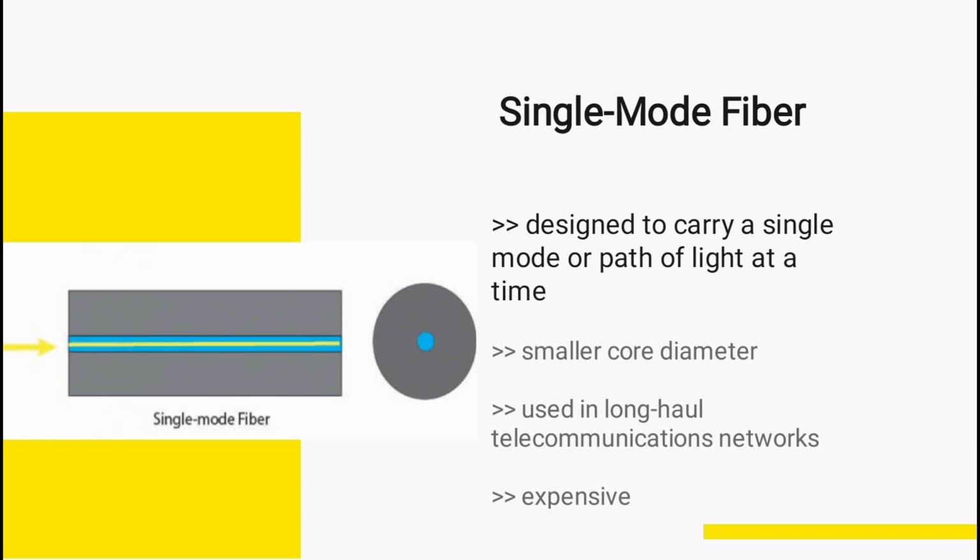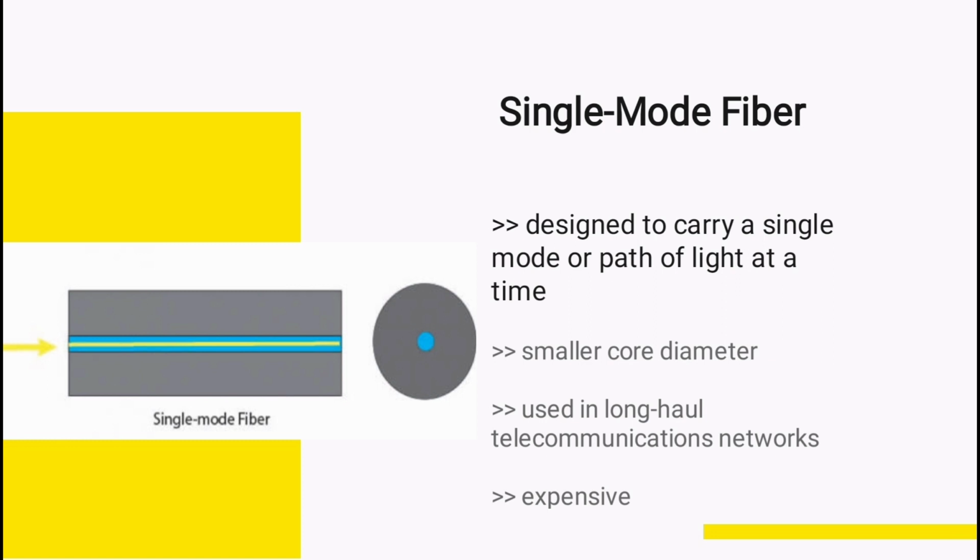It achieves this by having a much smaller core diameter than multimode fiber, typically around 9 microns, which allows only one path of light to be transmitted. This design minimizes the signal distortion caused by modal dispersion and allows for much longer transmission distances and higher data rates. Single-mode fiber is commonly used in long-haul telecommunications networks, undersea cables, and other applications where high-speed data transfer over long distances is required.